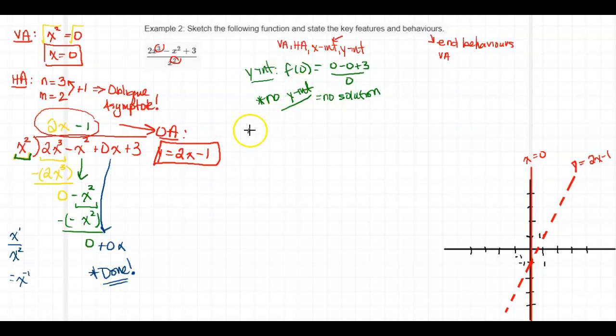Next, we're going to take a look at our x-intercept. That is simply where we take the top, 2x^3 minus x^2 plus 3, and set that equal to 0 and solve. Well, this is a degree 3. So I can try and factor this by grouping. I can tell you right now it's not going to work. So we are actually going to have to use polynomial long division again to factor this guy.